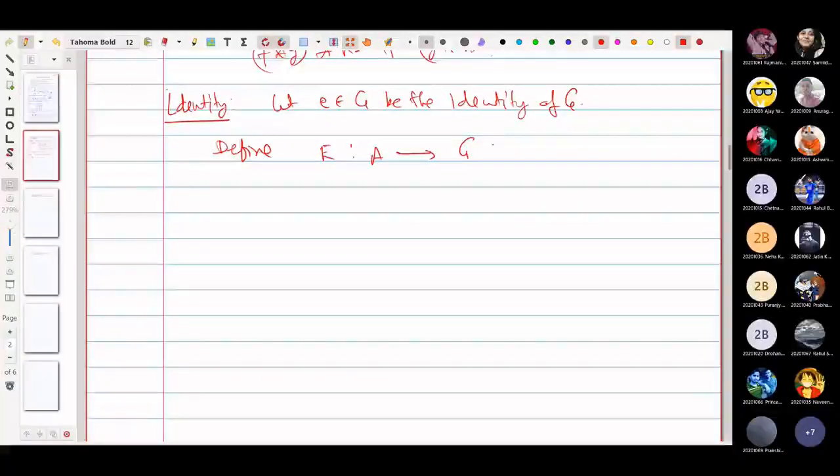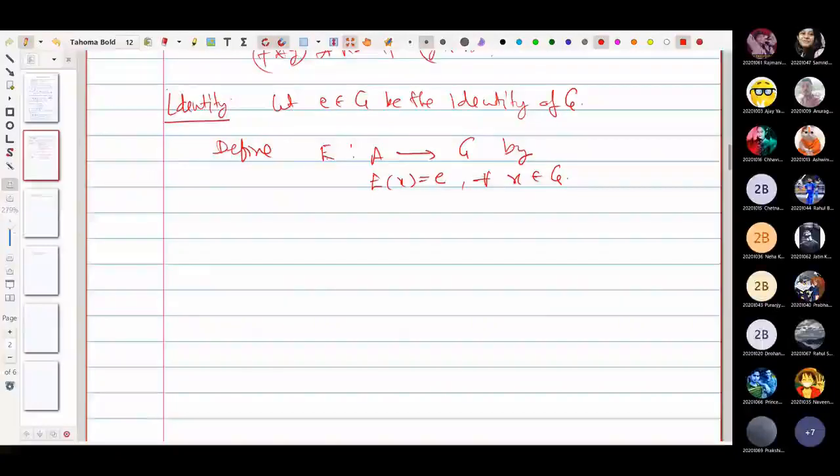So we can define a map from A to G by E of x equals E, because E is a function, and the identity is this. We are considering the function which sends each element of A to the identity, for all x belonging to G.